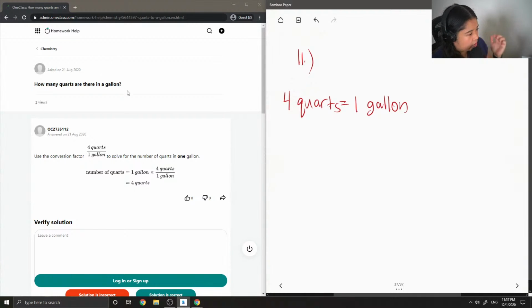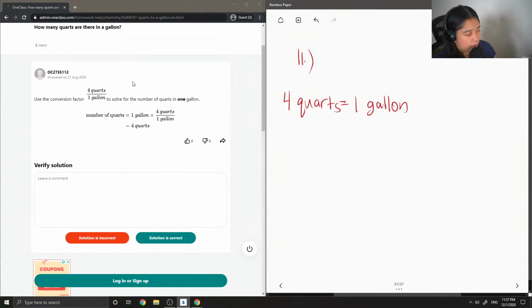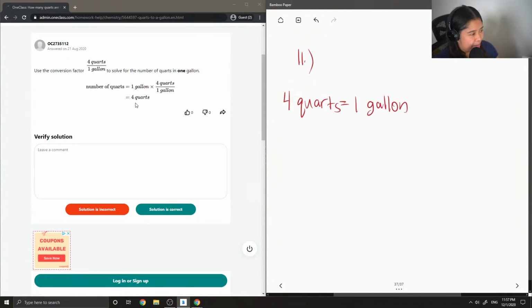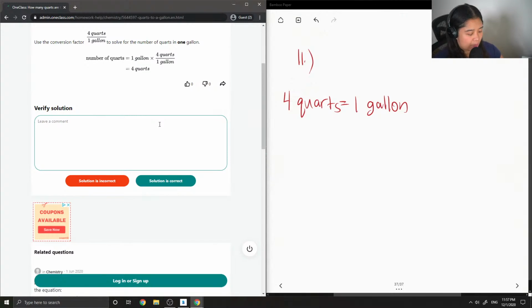Okay, so the junior tutor said, use the conversion factor 4 quarts over 1 gallon to solve for the number of quarts in 1 gallon. Okay, yeah. Number of quarts is equal to 1 gallon times 4 quarts over 1 gallon, which gives 4 quarts. Yep, so good answer. They also let us know the conversion factor in case we don't just have 1 gallon. We had maybe like 7 or like 6. This would show how you would use conversion factors. So this solution is correct.